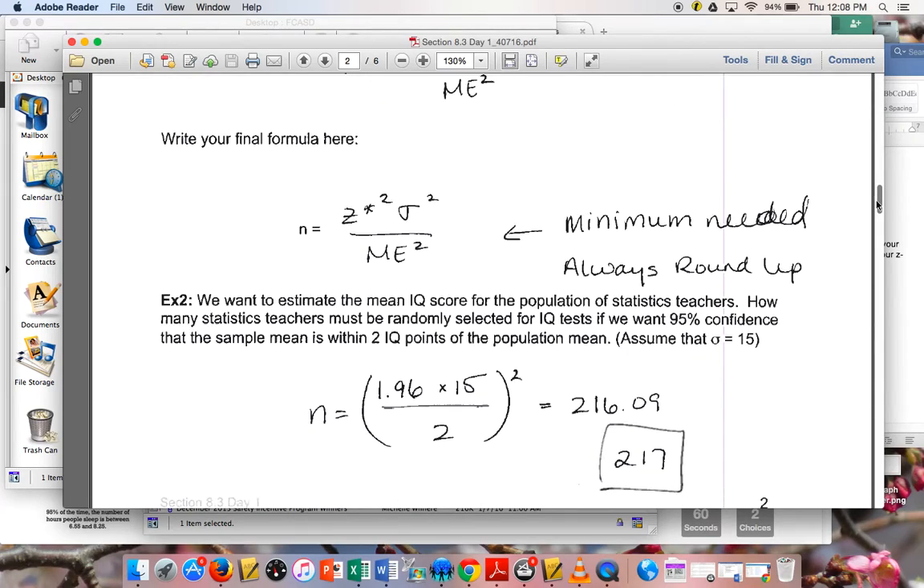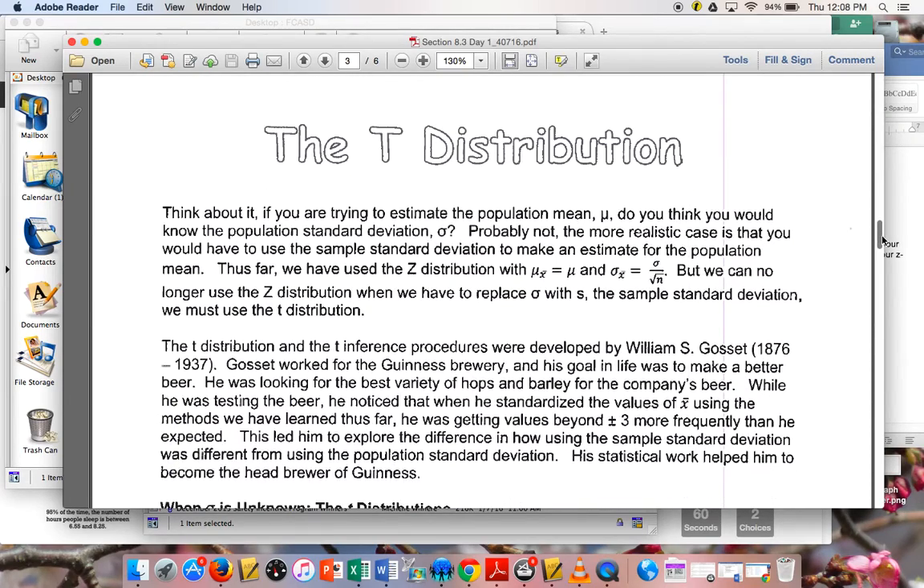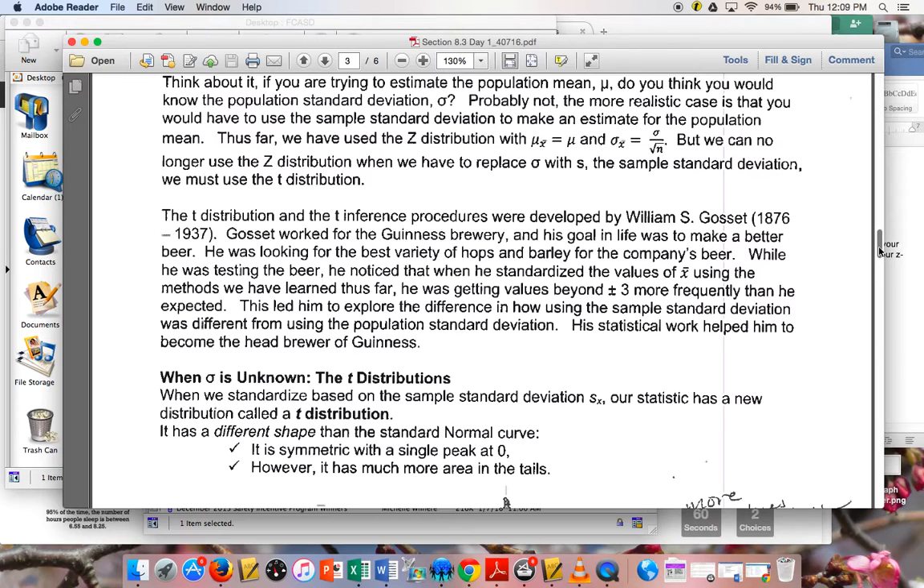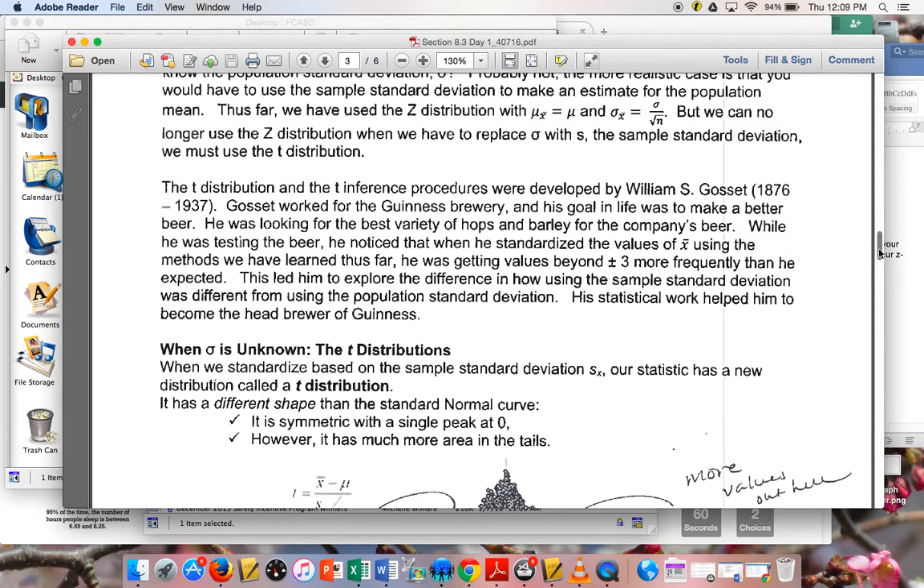Now the next thing is that clearly we have an issue here. If we're trying to estimate the population mean, we really wouldn't know the population standard deviation. So the more realistic case is that we don't know it. What has to happen is that we're replacing sigma with s, just like we did with p hat. When we do that, the pattern using the sample standard deviation is actually going to follow a t distribution.